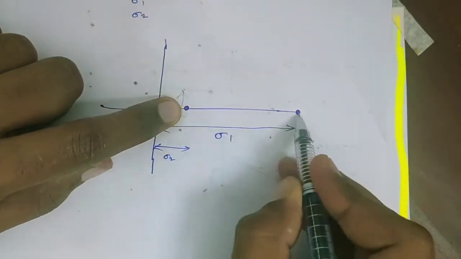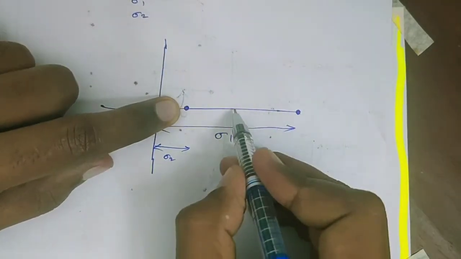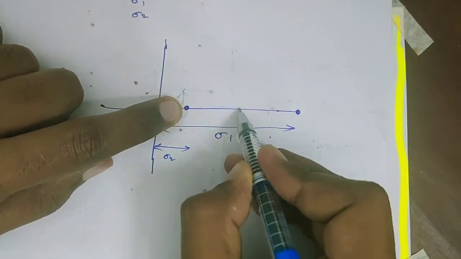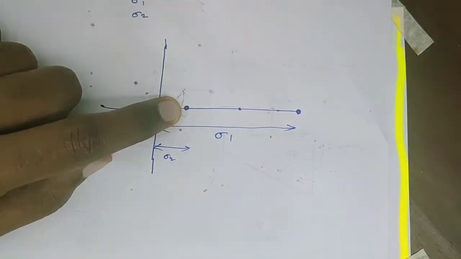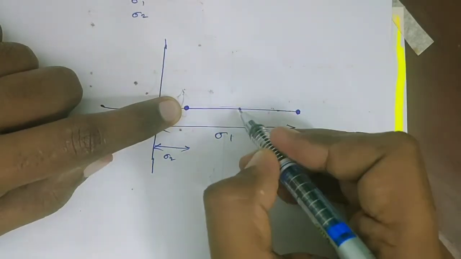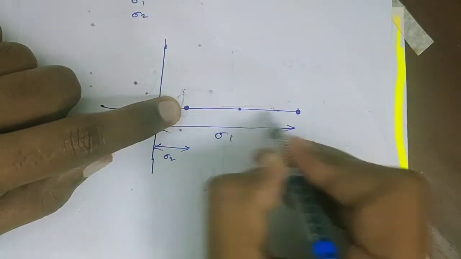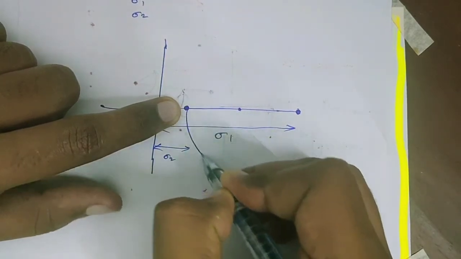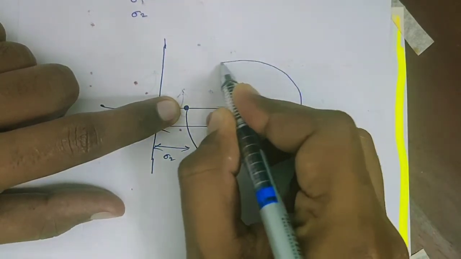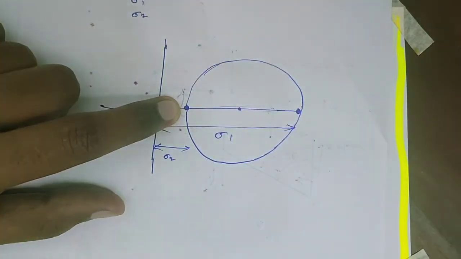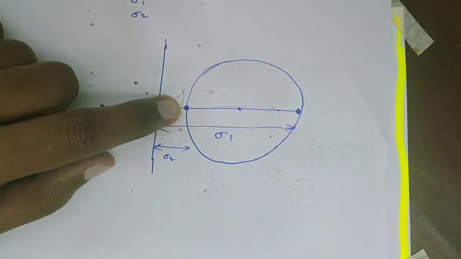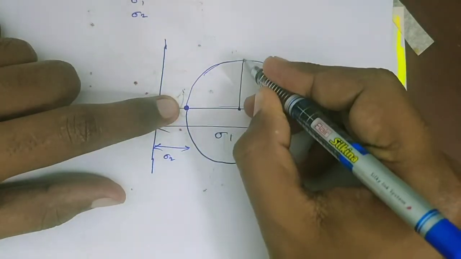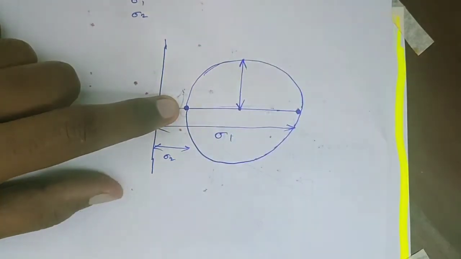Measure this length. Bisect this line between these 2 points, and this is the midpoint of this line. Take this as diameter, or this as radius, and draw a circle. So we got a Mohr circle. Then from this we can find the maximum shear stress. This is the maximum shear stress value.